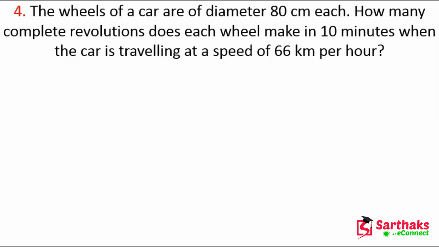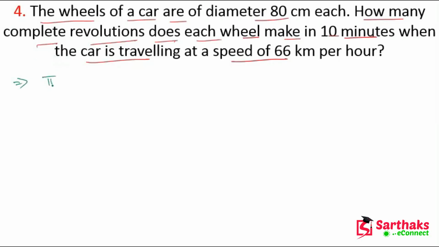So the next question is that the wheels of a car are of diameter 80 centimeter each. So how many complete revolutions does each wheel make in 10 minutes when the car is traveling at a speed of 66 km per hour? 66 km per hour. So my dear friends, let's solve this question.